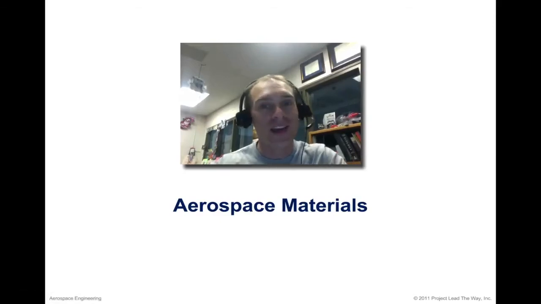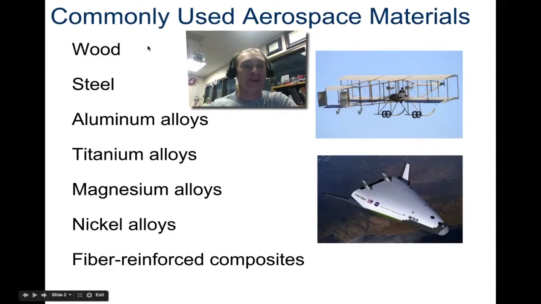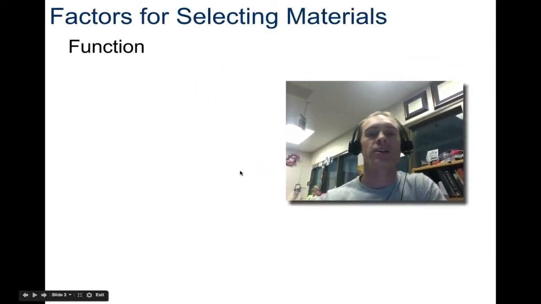Let's take a look at aerospace materials. So make sure to add this to your engineering notebook. These are some of the commonly used aerospace materials, and we're going to take a look at them sort of from beginning to end here. So here's some factors for selecting materials.